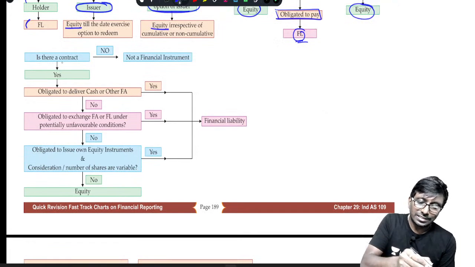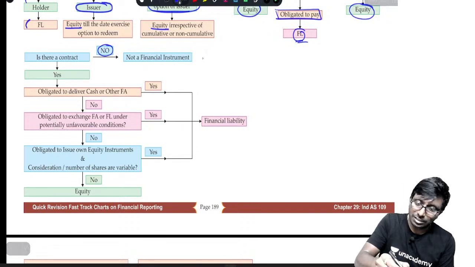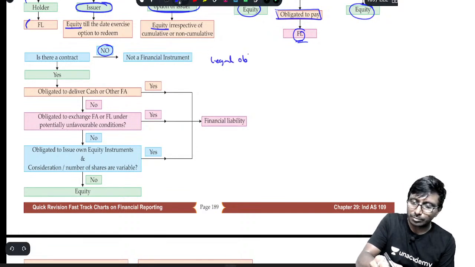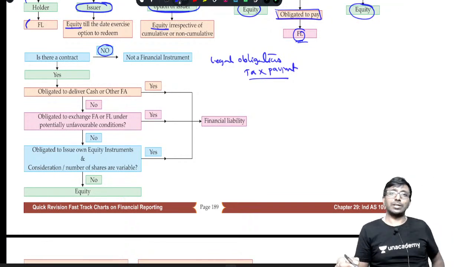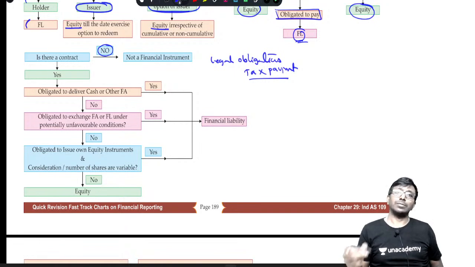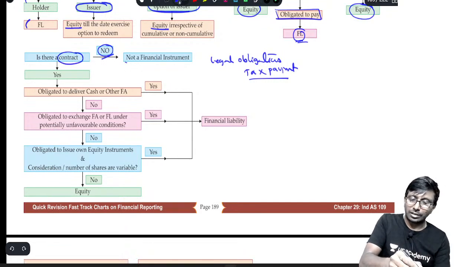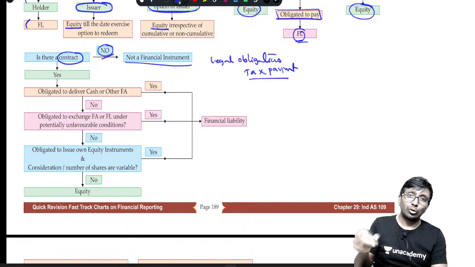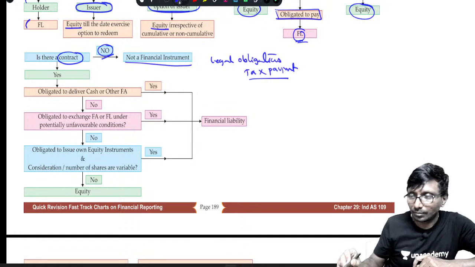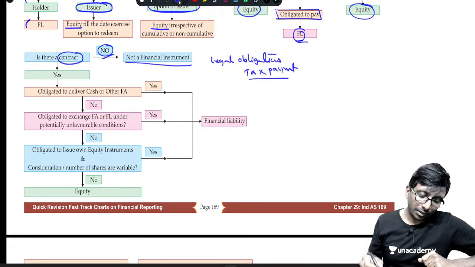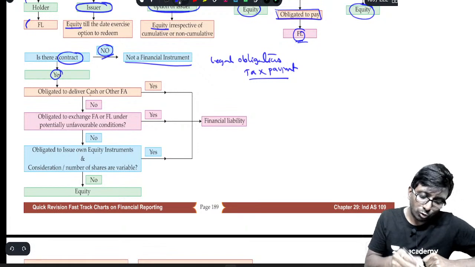Is there any contract? If no, sir, there is no contract. Take for example a legal obligation, such as tax payment. There is no contract between me and the income tax department, but I will pay, because it is as per the law. That is a legal obligation, not a contractual one. When there is no contract, then it is not a financial instrument. You don't need to be in this standard at all. You should just come out of this standard. Next.